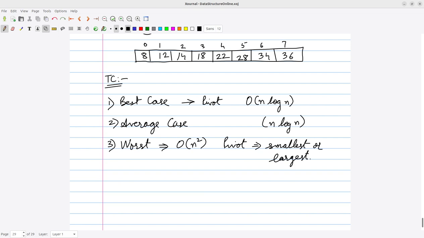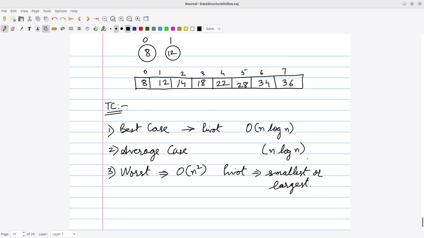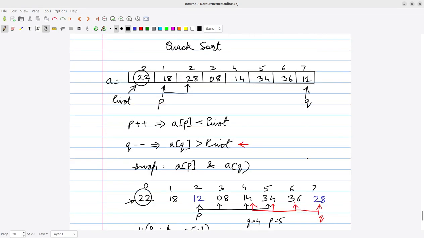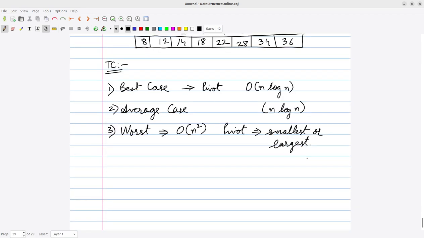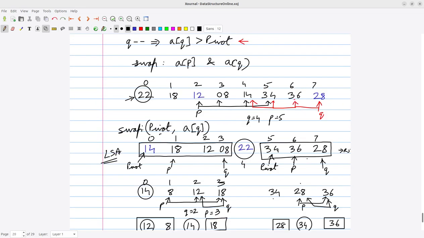So for example, the smallest element here is 8. From the actual input array, if we had taken the pivot element as 8 or 36, in that case, if we computed the time complexity, we would have got big O of n square. Okay, so that's it for this session.